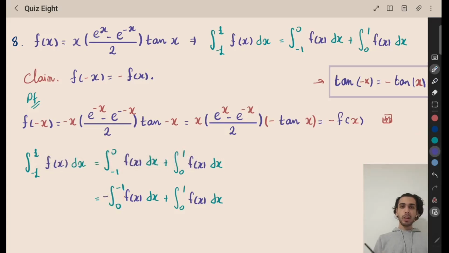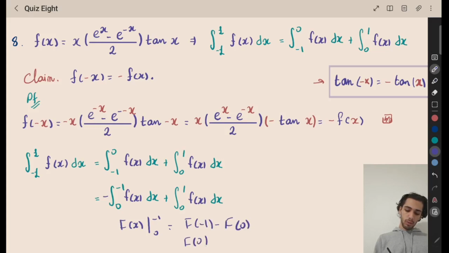So I can switch the signs, because in the end, when I evaluate f, let's say I get big F, and I need to evaluate it from, let's say, 0 to minus 1. This is usually F of minus 1 minus F of 0. If you switch it around, it's the minus of this thing, more or less. So that's why it gets shifted in some sense.